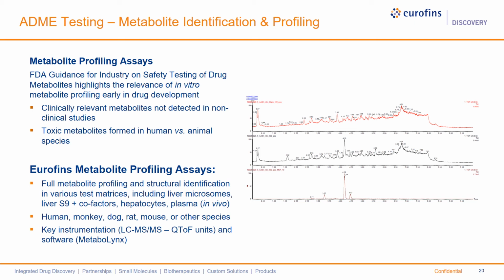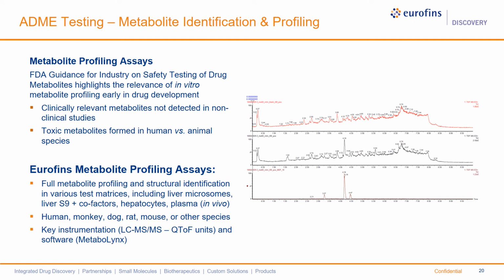The last part that we will look at here is looking at metabolite ID and profiling. So as we discussed earlier, drugs can be metabolized as part of the body's attempt to clear them from circulation. And in doing so, the drug can be metabolized into a variety of products. Sometimes the products have no consequence and are rapidly cleared from the body, but sometimes a drug may be metabolized into something that has a toxic effect.